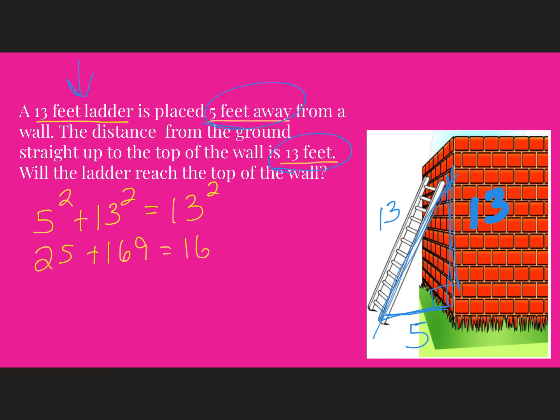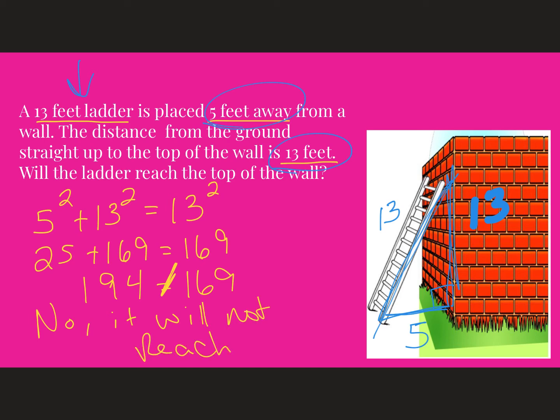13 squared is 169. Well, 25 plus 169 is 194, and 194 equals 169, which is not true. So, no, it will not reach the top. It'll look something like this picture where the ladder only goes up partway up the wall. Let's try another one.